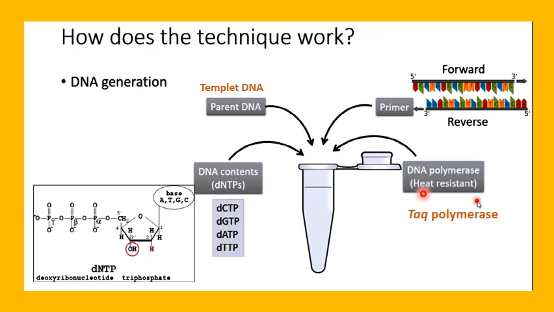Also, we add the DNA polymerase. This enzyme is a highly thermostable DNA-building enzyme. It is extracted from bacteria called Thermus aquaticus in about 1976. It is also very important, as the Taq polymerase uses them to build new strands of DNA.